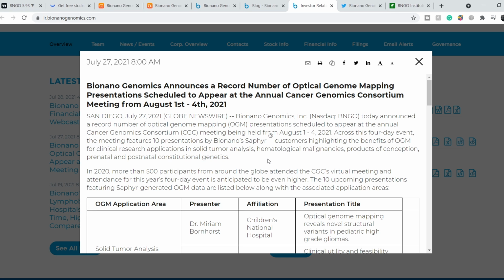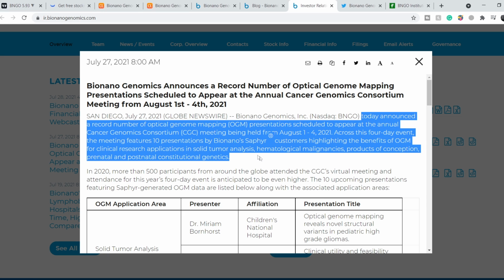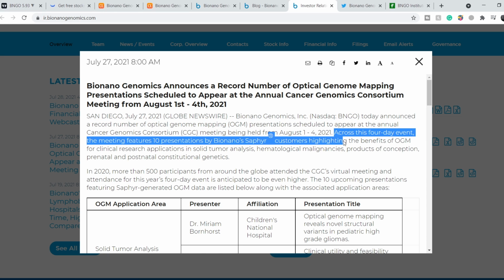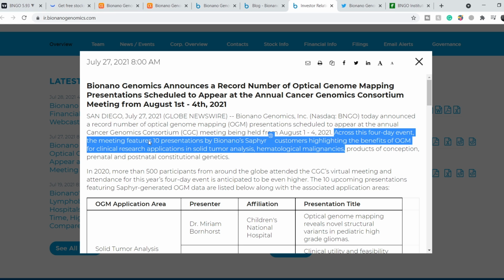Bionano Genomics announces a record number of optical genome mapping presentations scheduled to appear at the annual Cancer Genomic Consortium meeting from August 1st to 4th, 2021. And let me quote you this. BNGO today announced a record number of optical genome mapping presentations. Across this four-day event, the meeting features 10 presentations by Bionano's Saphyr customers, highlighting the benefits of OGM for clinical research applications in solid tumor analysis, hematological malignancies, product of conception, prenatal and postnatal constitutional genetics.